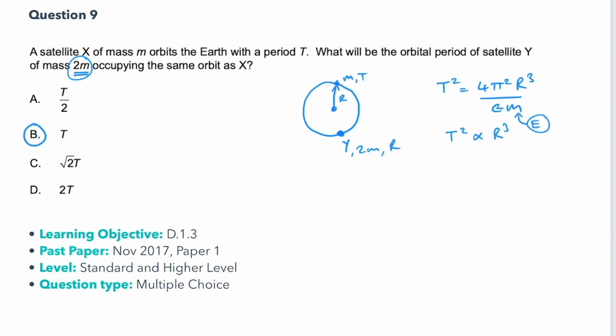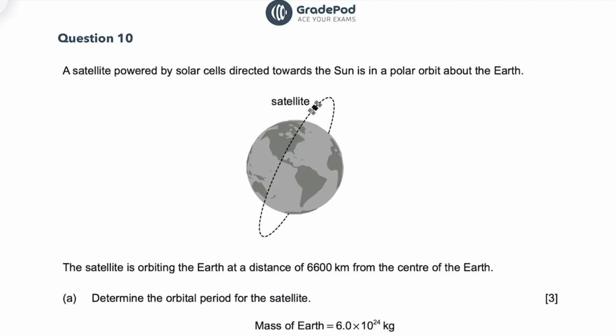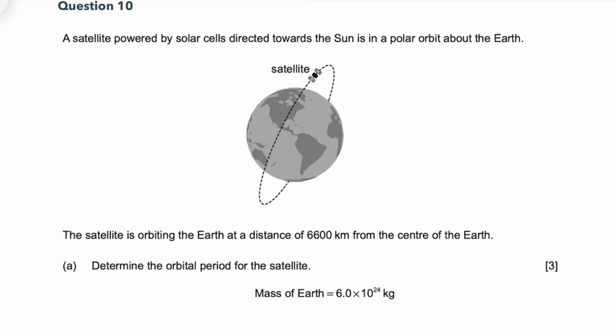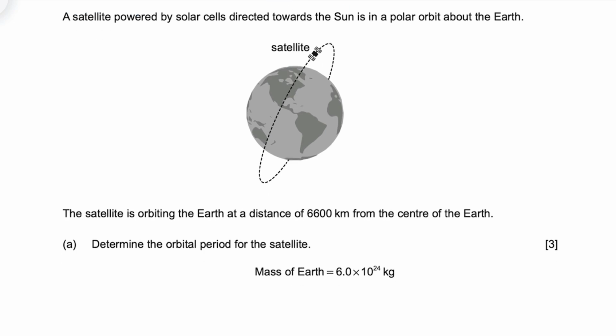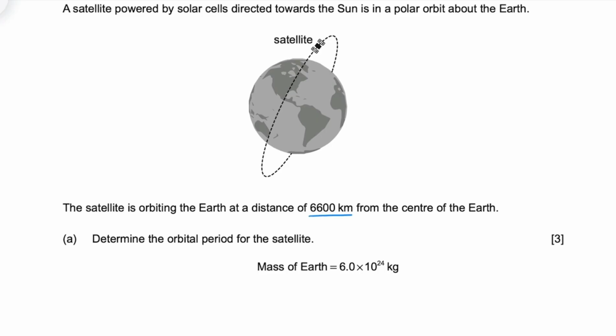So question 9b. Question 10. A satellite powered by solar cells is directed towards the Sun in a polar orbit around the Earth. The satellite is orbiting the Earth at a distance of 6,600 kilometres from the centre of the Earth. Determine the orbital period for the satellite, and we have the mass of the Earth as 6 times 10 to the 24. Let's write everything down.